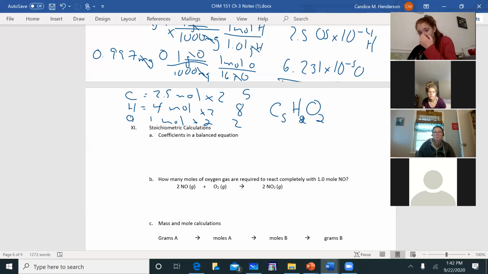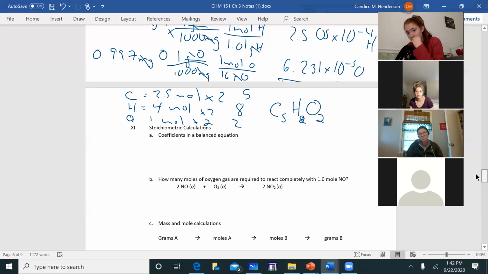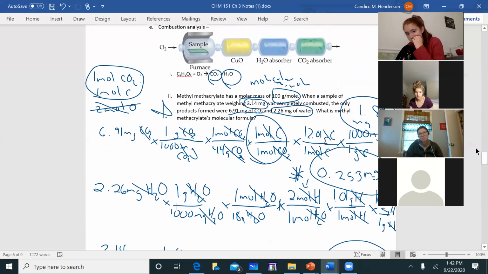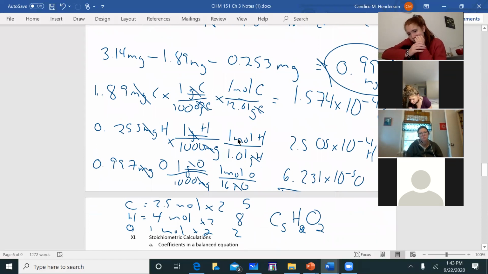Okay, so that is a combustion analysis problem. We will do one more of these on Thursday. It's going to follow the exact same system. So first, going from your CO2 values to get your carbon values, going from your water value to get your hydrogen value, subtracting those from the original sample to get your oxygen value, then you get to plug it into that system to find the empirical formula.